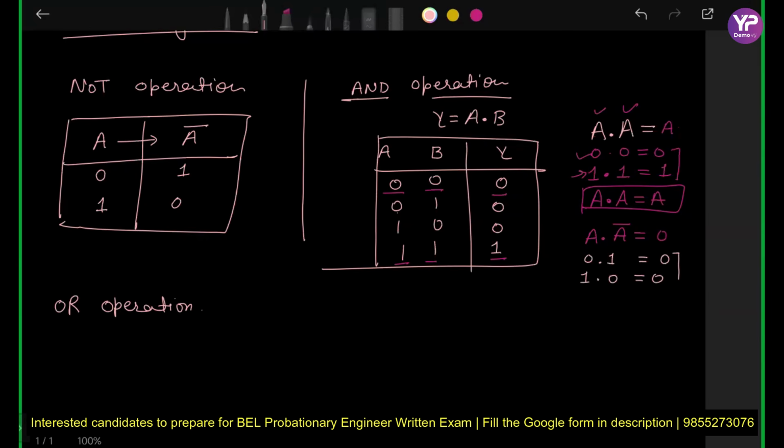So what we observe from these two values is that if your A is 0, then the output is 0. If A is 1, then also the output is 0. In both cases, the output is 0. Either you take the value of A as 0 or 1. So what we can say is that A and A bar is always going to be 0. Understood, everyone?